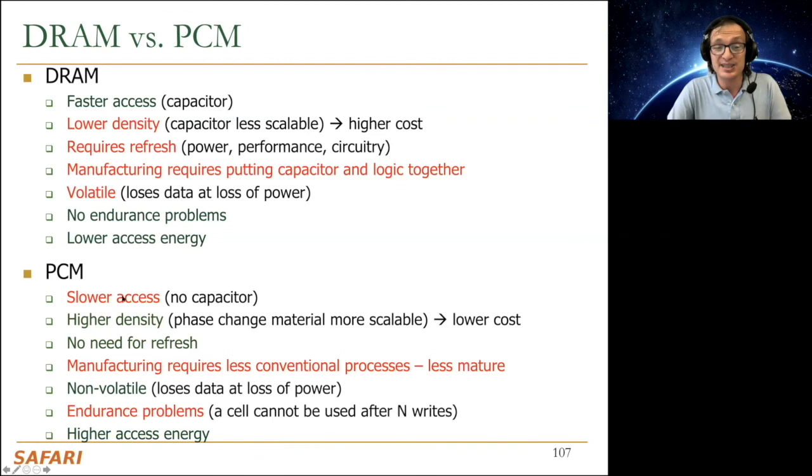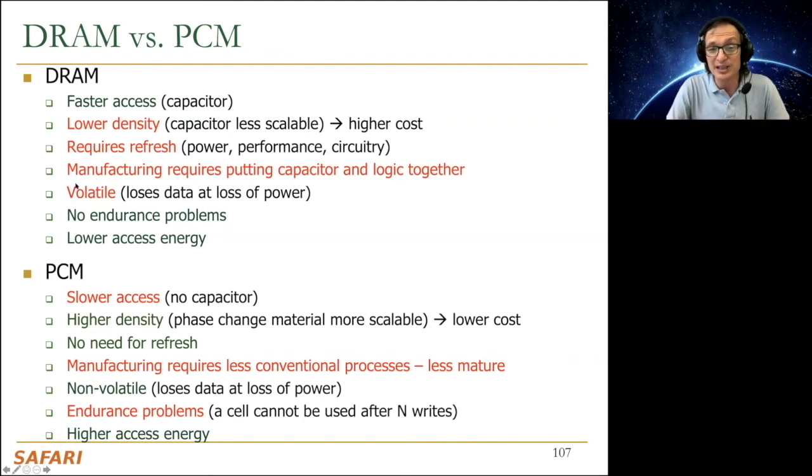But it's higher density. Phase change material is actually more scalable, so it's lower cost. So you can get higher density and lower cost as a result. DRAM requires refresh. Phase change memory doesn't have a need for refresh. It's non-volatile. So that's great. It gets rid of the refresh problem. Manufacturing is hard for both of them. In DRAM, manufacturing requires capacitor and logic together. In phase change memory, manufacturing requires less conventional processes, and it's also less mature at this time.